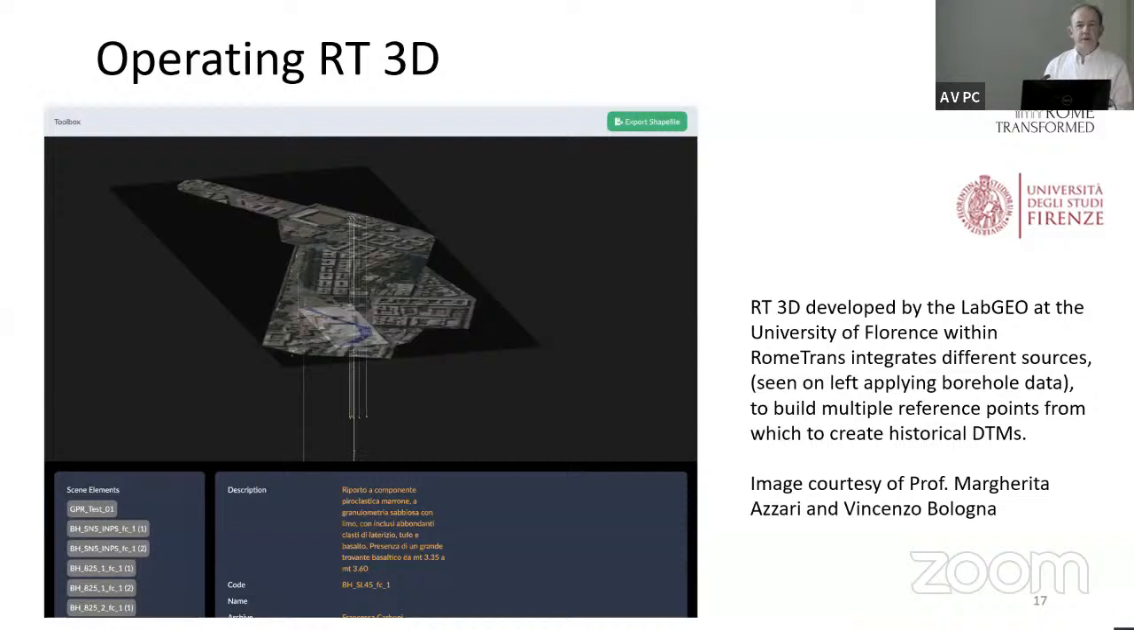The way in which we deal with RT3D is we feed in an array of specially produced data from the project, borehole data is one core area, geophysical data another, set it alongside legacy data culled from other reports, some of them archaeological, some of them not, and that is then introduced into a system that works off a modern digital surface model and allows us to produce DSMs for earlier periods of Rome's occupation and history.